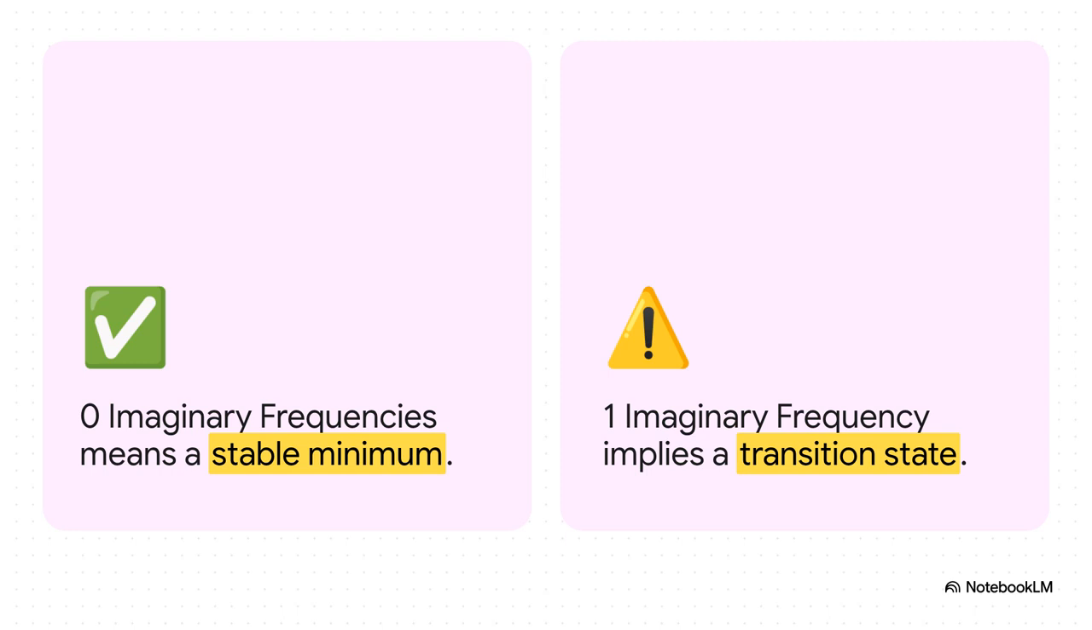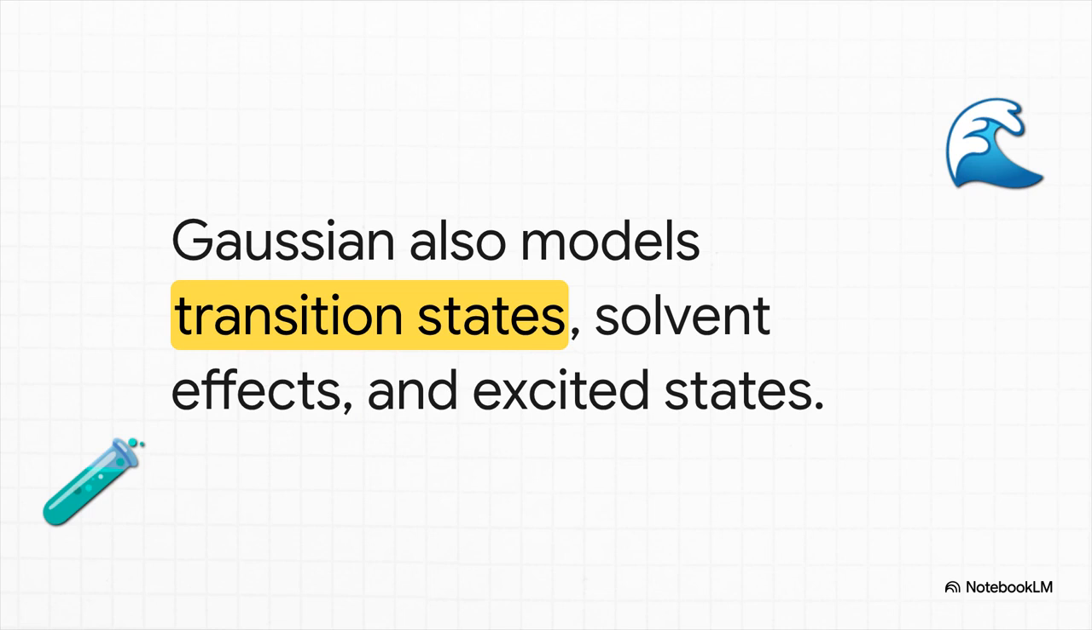Pretty neat, right? And Gaussian goes way beyond just the basics too. It can actively locate really complex transition states and compute activation barriers. It supports continuum solvation models to approximate how a solvent environment is going to affect your energies. And it can even model excited states to help you predict UV-Vis transitions and related spectroscopy.